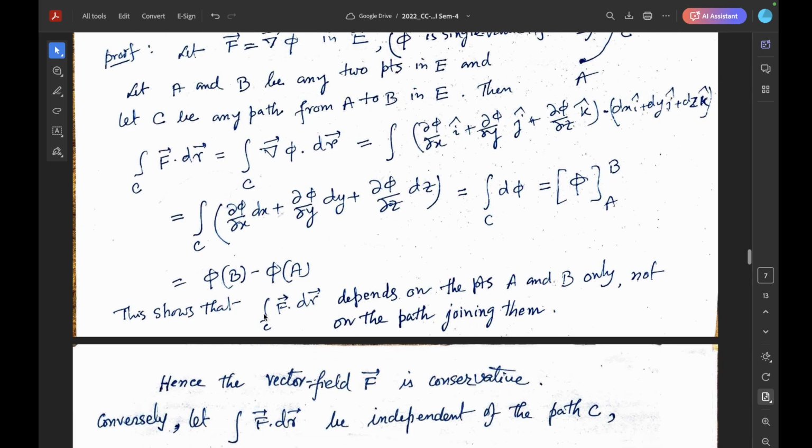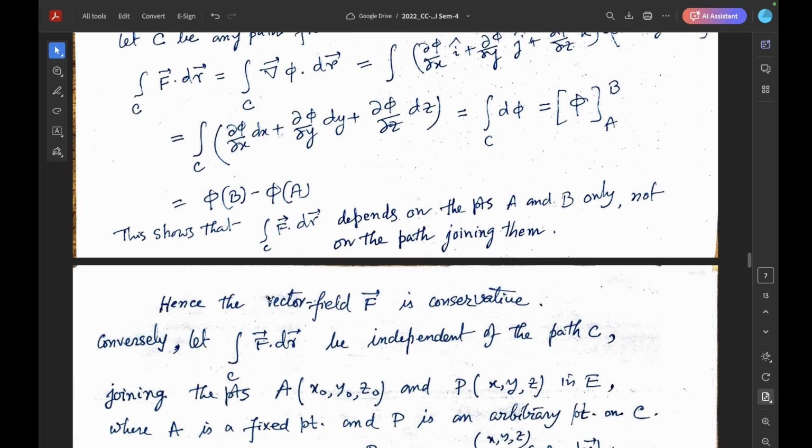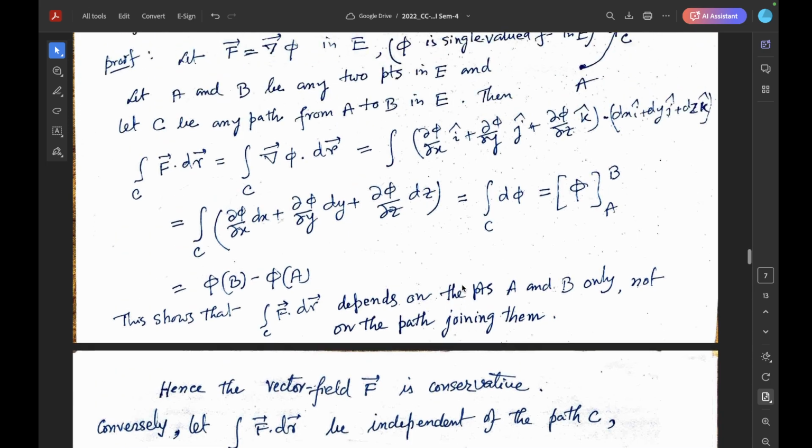And this shows that the integral over C of F vector dot dr vector depends on the points A and B only, not on the path joining them. Hence, the vector field F is conservative by the definition of conservative field.